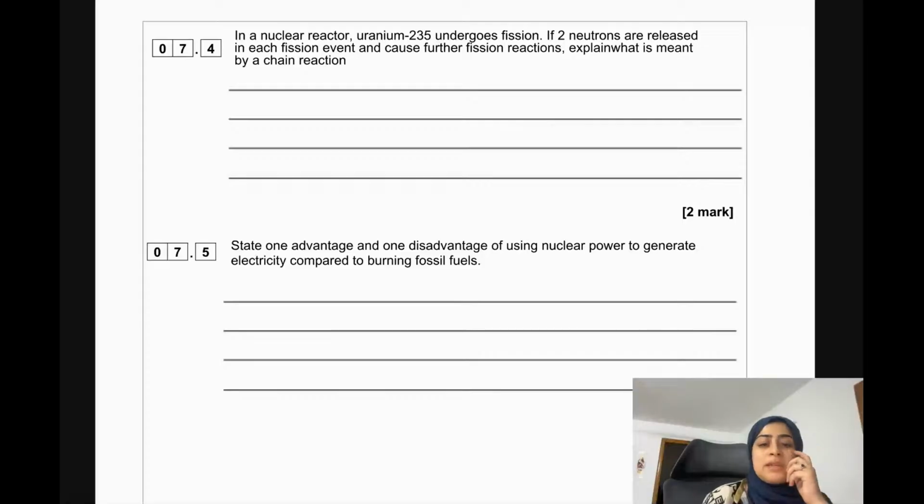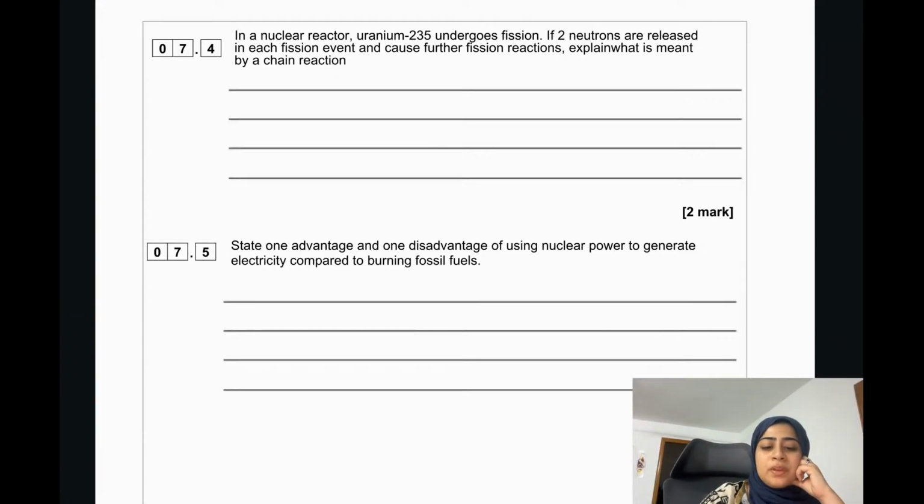For 2 marks, it's a self-sustaining process. So it keeps occurring on its own as well. Each neutron released in each reaction causes further fission reactions to take place.